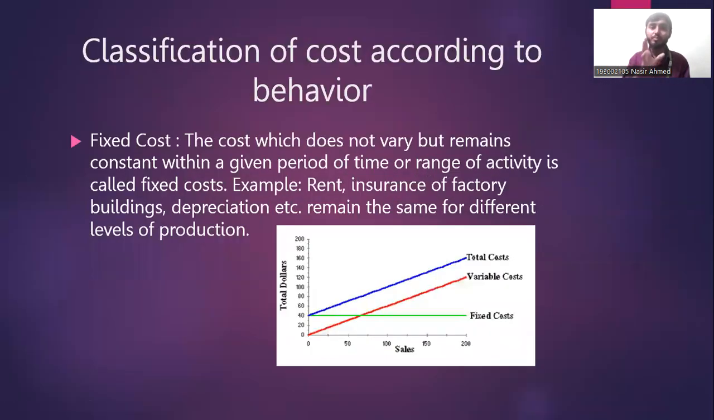Classification of cost according to the behavior. First, we can see it divided into fixed cost and variable cost. The cost which does not vary but remains constant within a given period of time and range of activity is called fixed cost. Example, rent, insurance of factory, buildings, depreciation, etc.